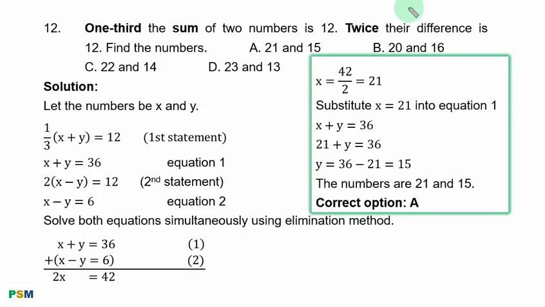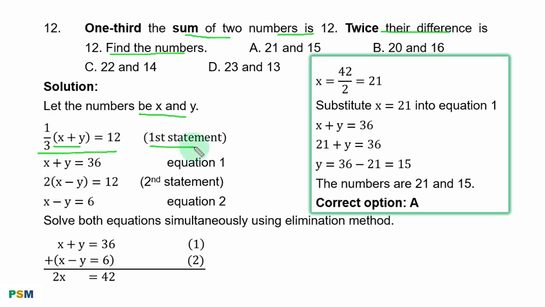Question 12. 1/3 the sum of two numbers is 12. Twice their difference is 12. Find the numbers. Solution. Let the numbers be s and y. So the sum is s plus y. Then 1/3 times the sum is equal to 12. That is what you have here.